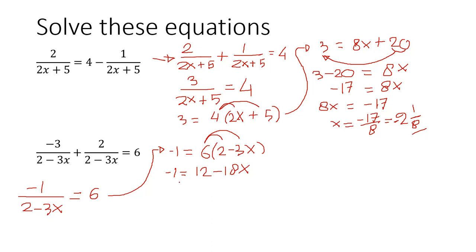Next, the important step. Why? Because positive 12 is going to move to the left side, to the first term. Positive moves, so the first term becomes negative. Negative 12 minus 1 equal negative 18x. Negative 13 equal negative 18x.